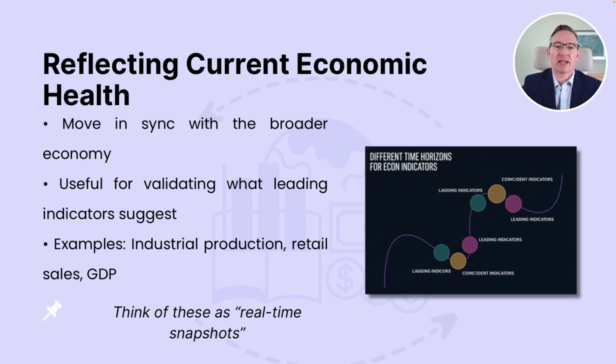Let's move on to our next category of indicator, coincident indicators. These reflect what's happening right now. They move in step with the economy. If growth is rising, so are these indicators. If there's a slowdown, they will dip too. Common examples are GDP, retail sales, industrial production. And the best way to think of these coincident indicators is as your real-time snapshot of what the economy is doing right now.